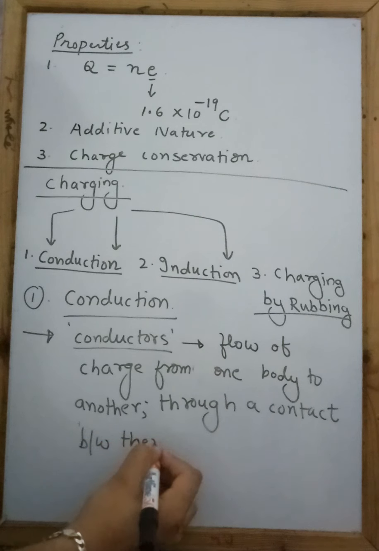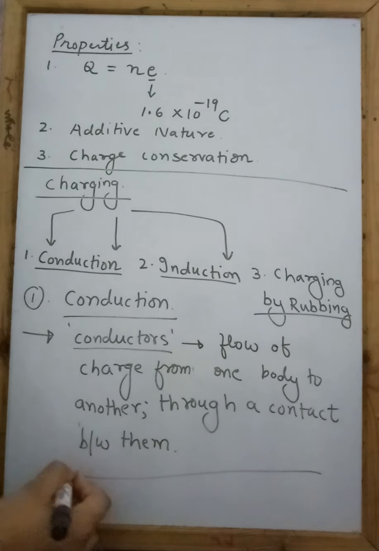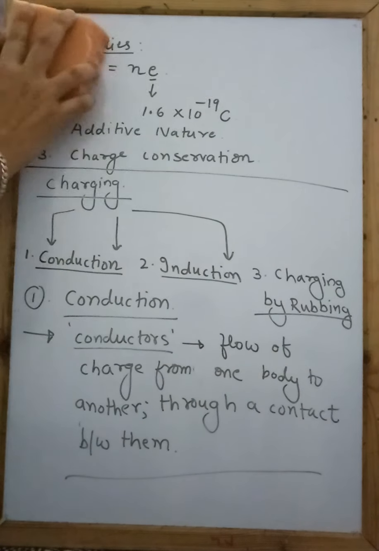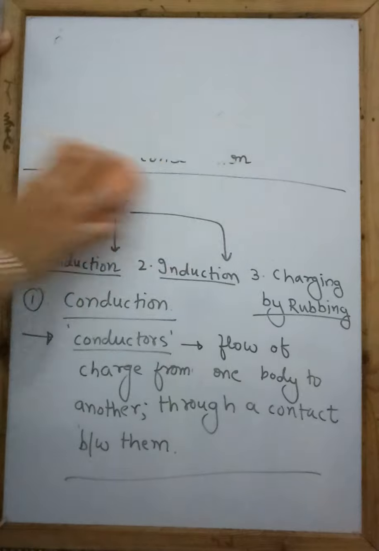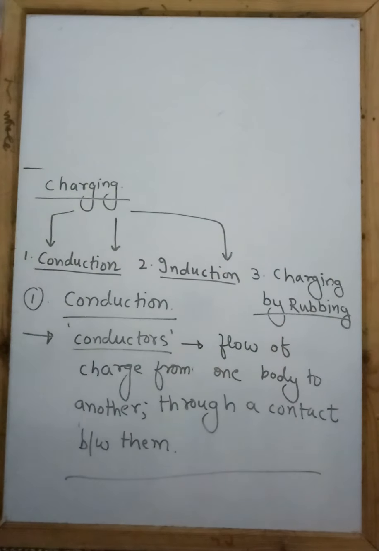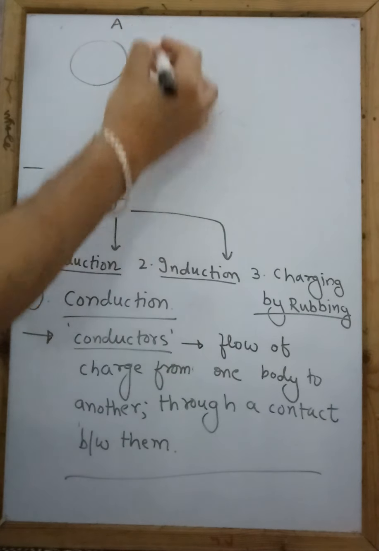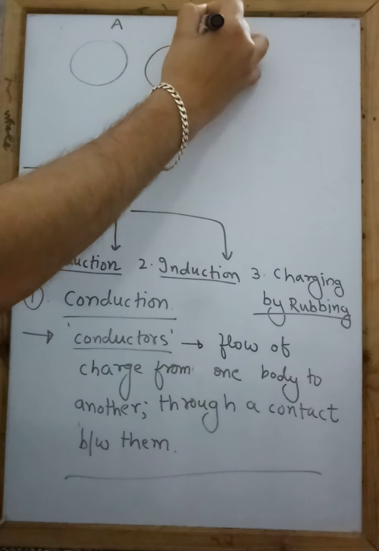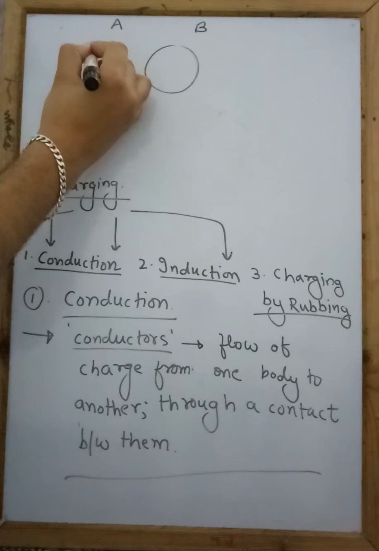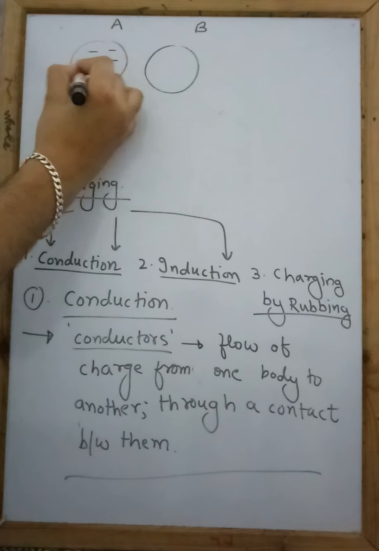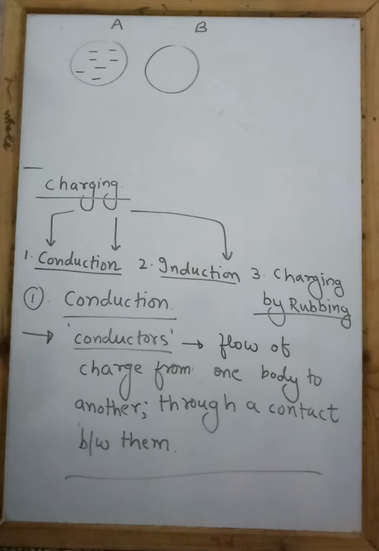Which basically means that when there are two bodies, let us suppose one of them does not carry a charge and one of them carries a charge. So you put them in contact. Say for example, there are two spheres. Suppose this is sphere A and this is sphere B. Say sphere A is carrying a negative charge. Now why does it carry a negative charge? I hope you know the reason for charging. I have discussed it in the last class.